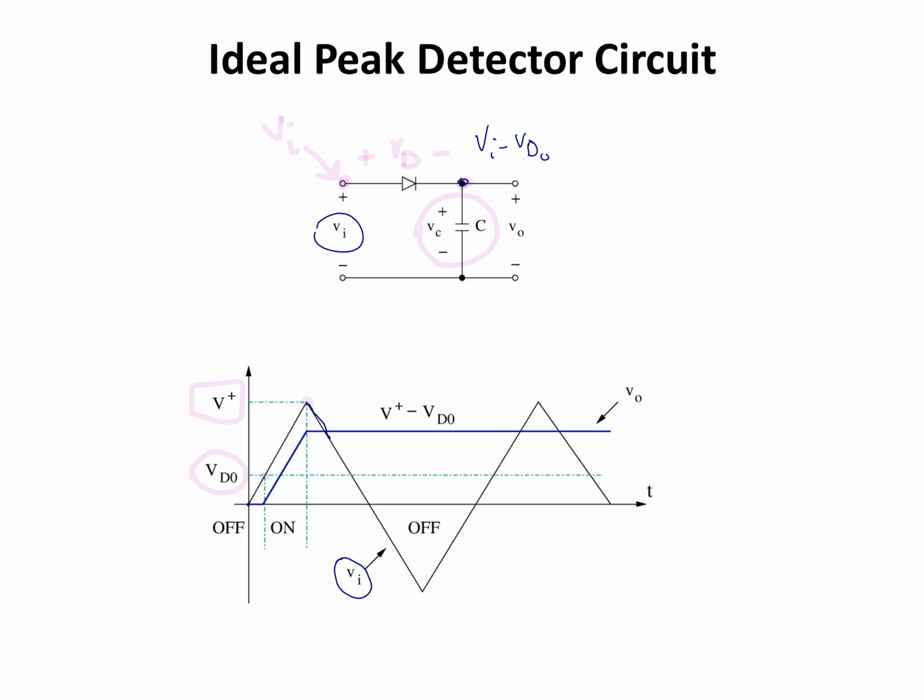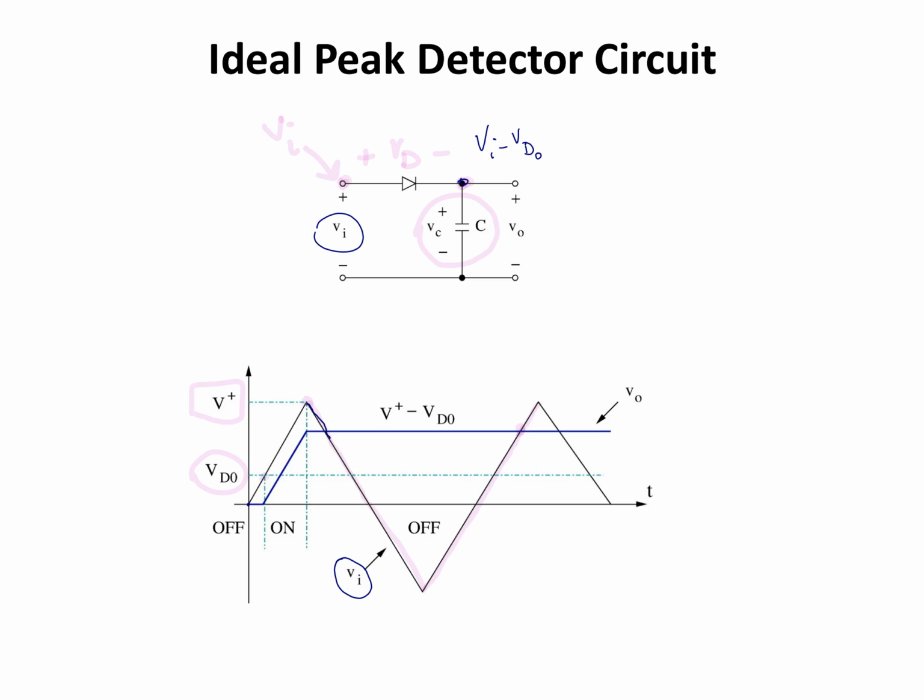So for any time point after this peak value, the voltage difference between the two terminals of the diode is going to be less than VD naught. As a result, the diode is going to stay off. So Vi is going to keep increasing until it reaches the maximum value of V peak.